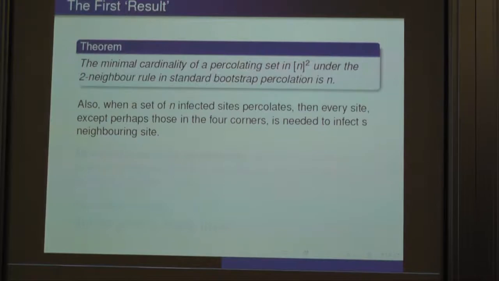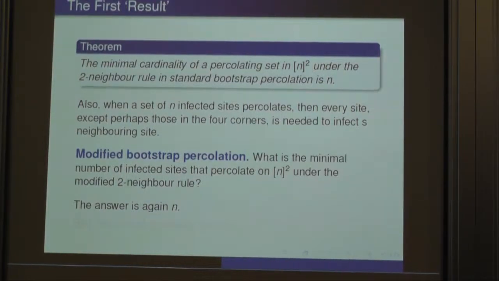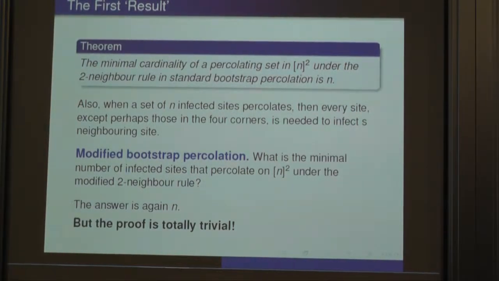So of course the answer is n will do. And in fact, it's also true that whatever infection you take, it sort of ends in the corners. Now, what's the answer in modified bootstrap percolation? Of course, it can't be smaller than in real bootstrap because it's harder to percolate in modified. So if the answer is n there, then it's n here. But here, the proof is totally trivial.